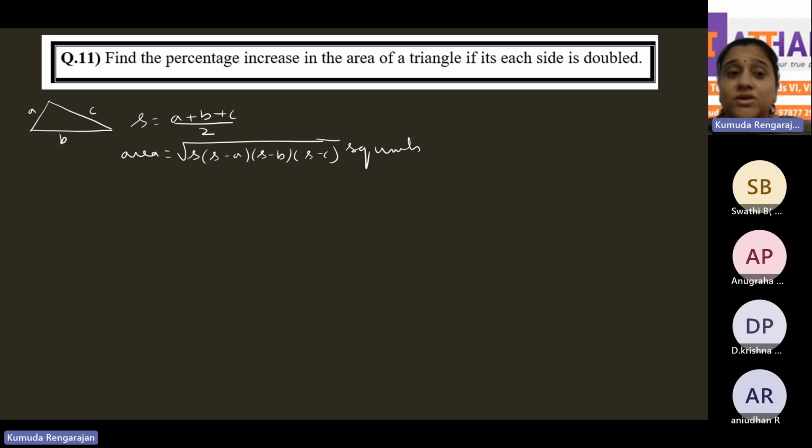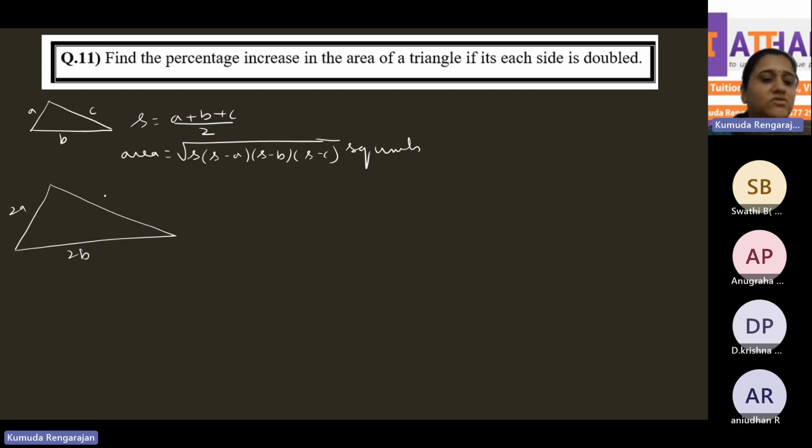Now what is the new triangle? In the new triangle, the sides are doubled. So this is 2a, this is 2b, this is 2c. The new triangle is bigger because the sides are doubled. The sides can even be tripled, then it will be 3a, 3b, and 3c. But here it is 2a, 2b, and 2c.